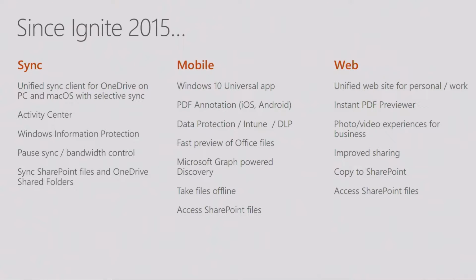Since the last time we met last year in Chicago, there's been quite a lot of work the team has done. I just want to highlight some of that. In the sync category, we shipped the unified sync client across PC and Mac for OneDrive for Business. We recently announced and are shipping the new Activity Center, giving you confidence in what's happening on your device.